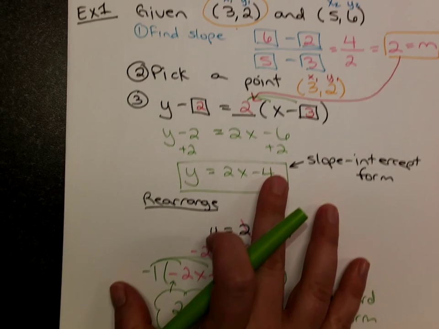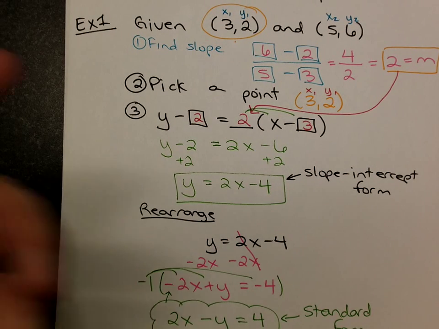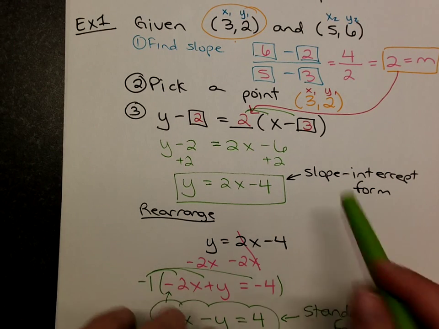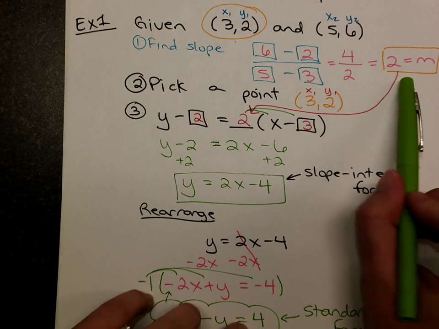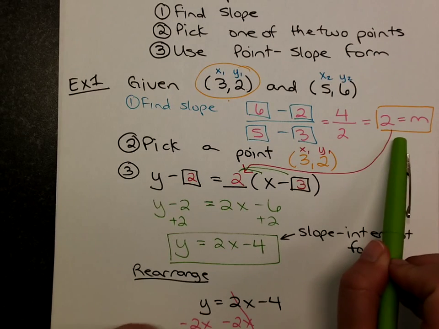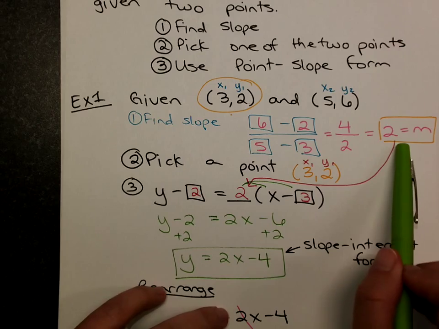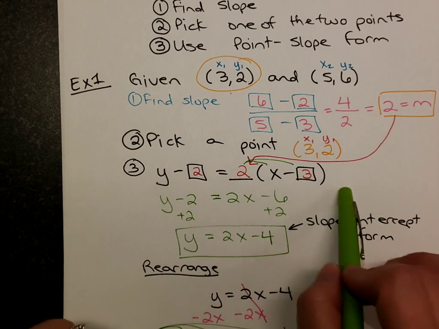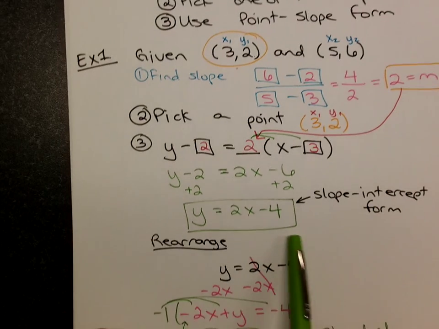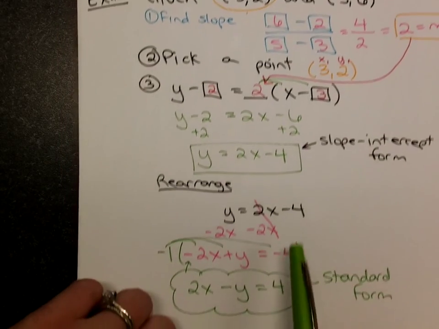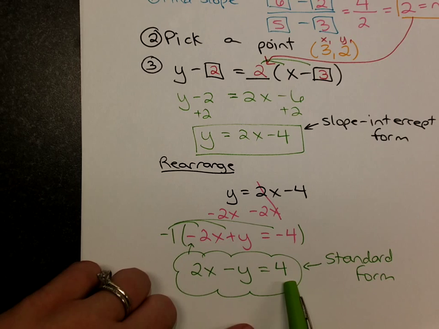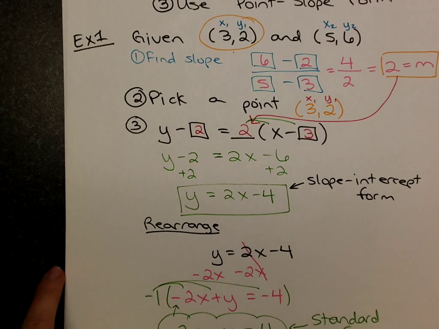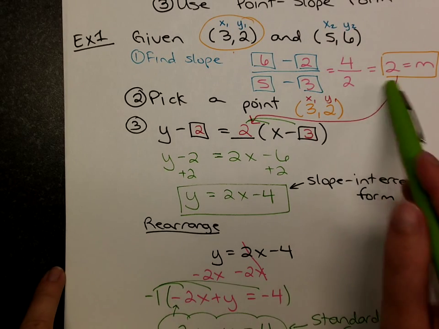So this one takes just one extra step. The only extra step here is to find that slope, which we should be pretty good at. Once we find the slope, you get to totally pick which point you want, and then you work it out just like before using point-slope form. And then instead of stopping in slope-intercept form, we have to rearrange it into standard form. So overall, it seems like a long process. Just take it one baby step at a time.